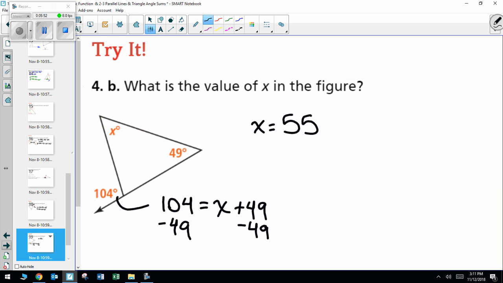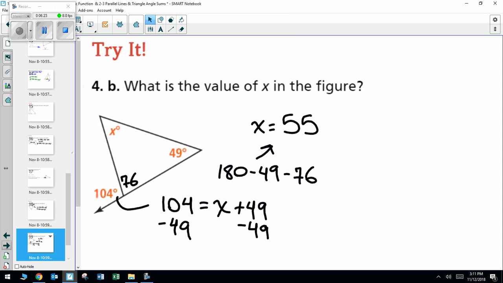Again, I could have solved that differently by first doing 180 minus 104 to first find that this angle is 76, and then doing 180 minus 76 and 49 to see that that is also 55. So either way, as long as you remember the straight line adds up to 180 and the interior sum of triangles is 180, you'll be able to solve those problems.